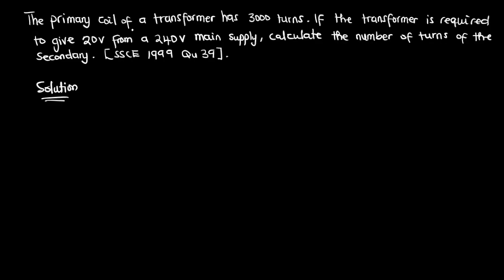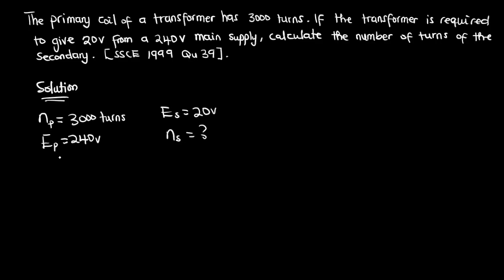We're told that the primary coil of a transformer has, so the NP, the number of turns in the primary, is 3000 turns. Now if the transformer is required to give 20 volts from a 240 volt mains supply, it means our supplied voltage, which is EP, is 240 volts, and our secondary voltage, which we are expecting, is 20 volts. Are we okay? So we have to calculate the number of turns in the secondary, so we have to calculate NS. That is what we do not know. Are we okay?